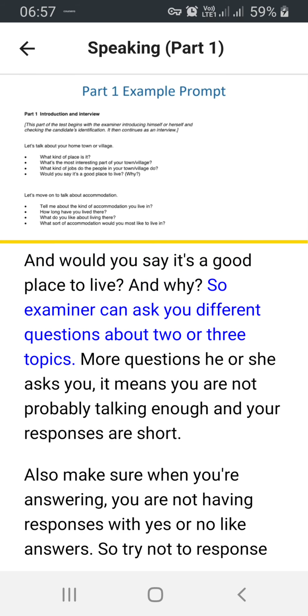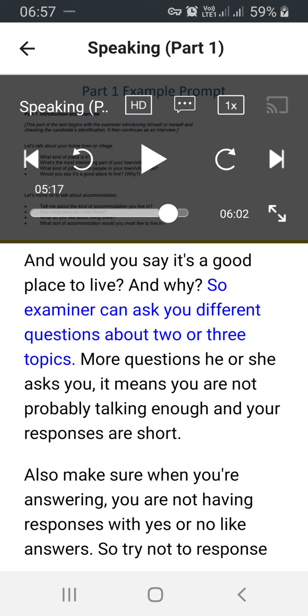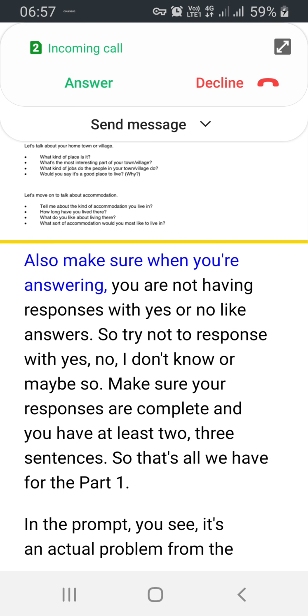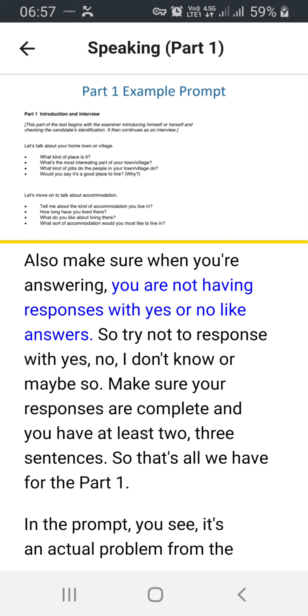So the examiner can ask you different questions about 2 or 3 topics. The more questions he or she asks you, it probably means you are not talking enough and your responses are short. So make sure when you're answering, you are not giving yes or no kind of answers.